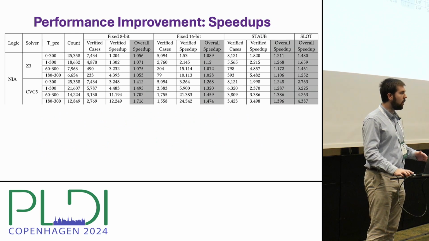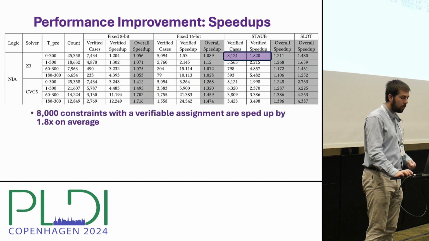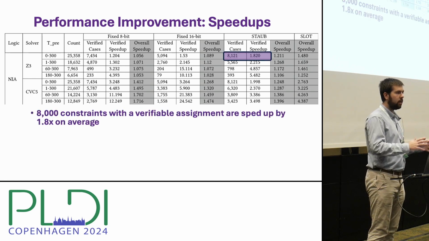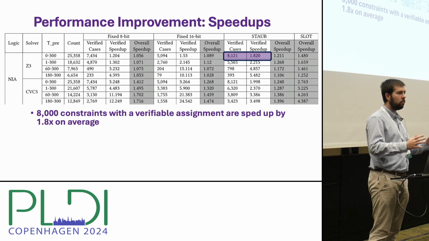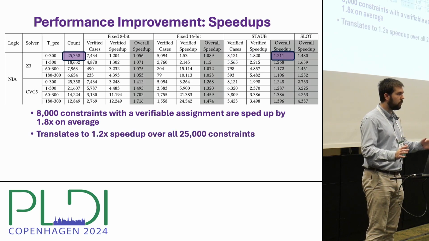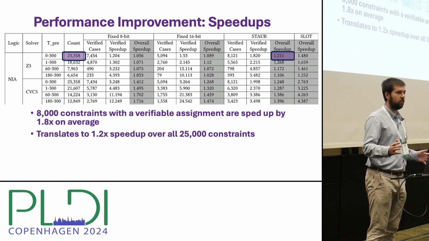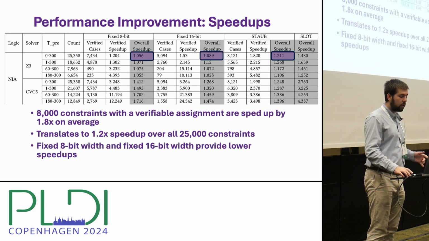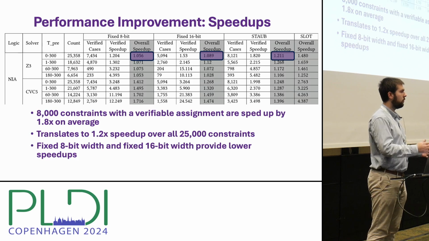You can see the same phenomenon here. This is a table showing the average speedups. Over the cases that we can verify, there are 8,000 of them in this benchmark set, we provide an average speedup of 1.8, so almost 2 times over those cases. That translates to, over the entire benchmark set with 25,000 constraints, about a 20% performance improvement. And again, the performance improvement is much bigger when we use abstract interpretation than if we use either fixed choice of bit widths.